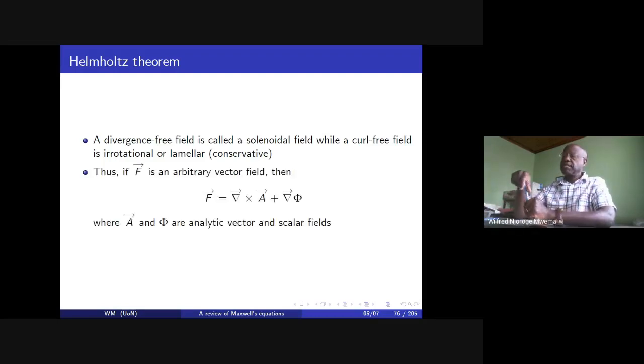And therefore, consider a vector field F that is arbitrary. All it says is that we are going to split it as F equal to the curl of a vector field A plus the gradient of a scalar field phi. A and phi are analytic vector and scalar fields, and we want them to be analytic so that they have derivatives. Since the del operator is a derivative operator, they must have a derivative at that particular point where F is being defined.